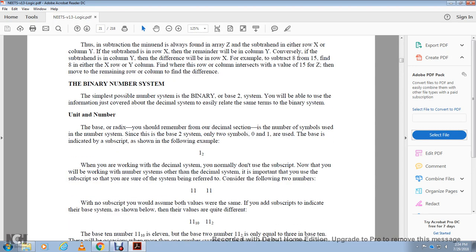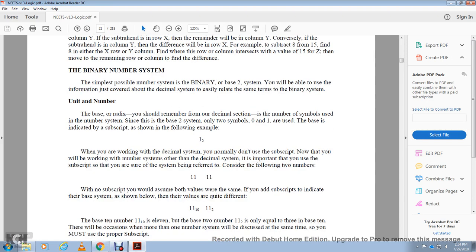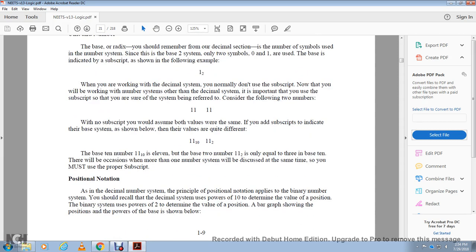11 base 10 and 11 base 2. The base 10 number 11 is eleven. The base 2 number 11 is only equal to 3 in base 10. There will be occasions where more than one number system will be discussed at the same time, so you must use the proper subscript.